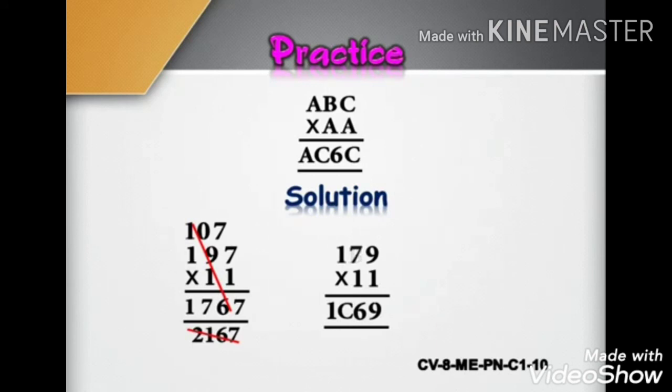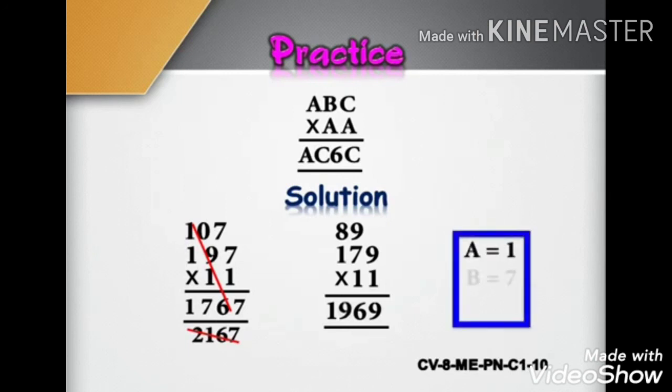ABC into AA with C equal to 9 and B equal to 7. We get ABC into AA is equal to 179 into 11. Now 9 into 11 is equal to 99 with 9 to carry. 7 into 11 is equal to 77 plus 9 which is equal to 86 with 8 to carry. 1 into 11 plus 8 is equal to 19. Therefore, AC6C is equal to 1969. Therefore, A is equal to 1, B is equal to 7 and C is equal to 9.